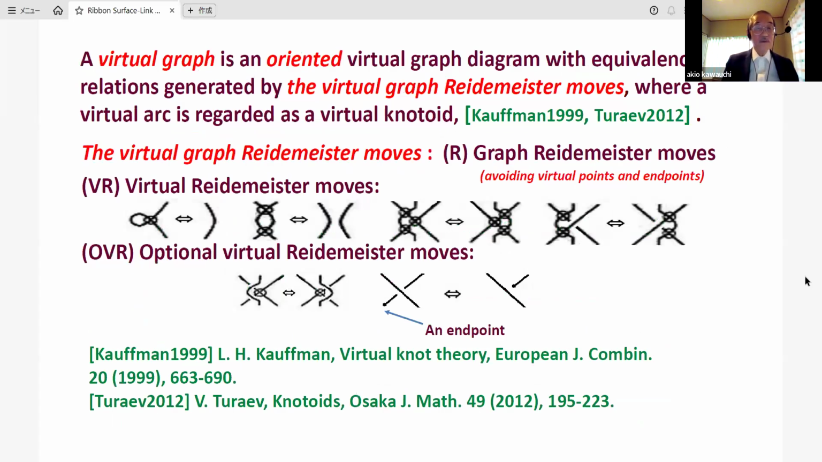A virtual graph is an oriented virtual graph diagram with an equivalence relation generated by the virtual graph Reidemeister moves, where the virtual arc is regarded as a virtual knotoid. The virtual graph Reidemeister moves consist of graph Reidemeister moves, virtual Reidemeister moves, and optional virtual Reidemeister moves. These pictures, okay.